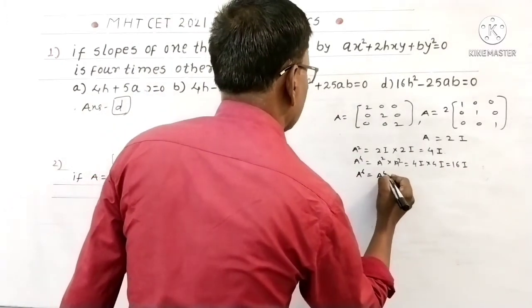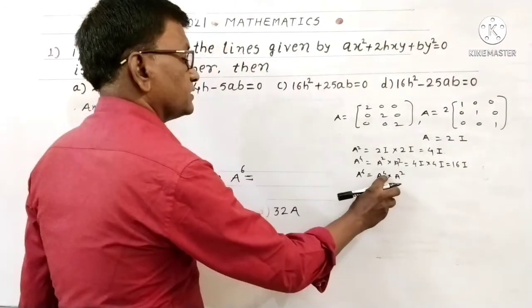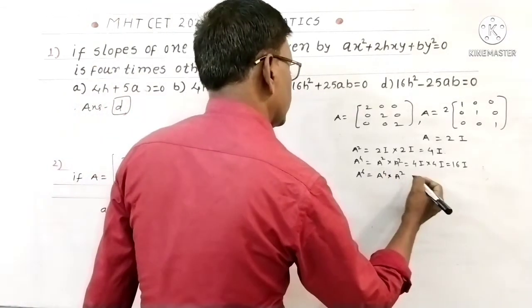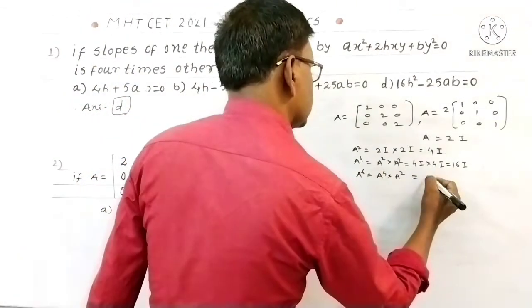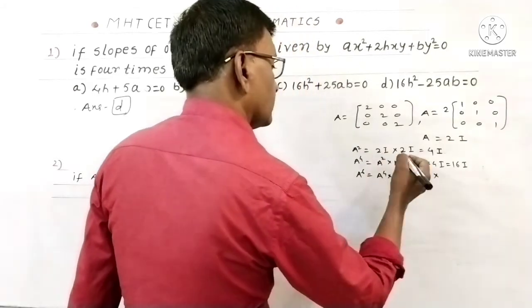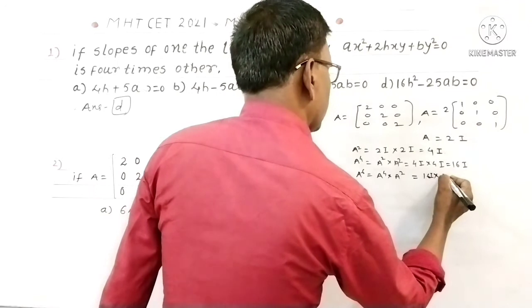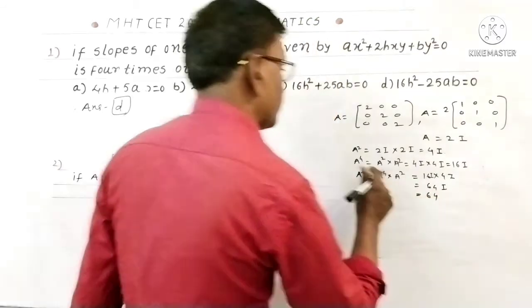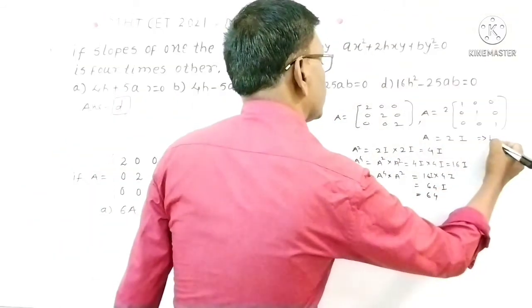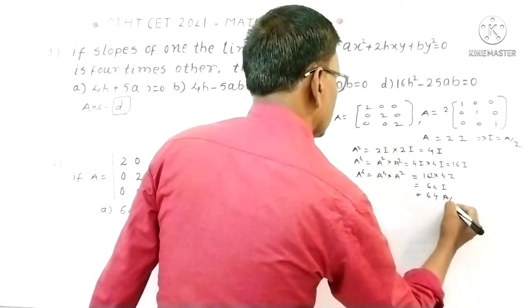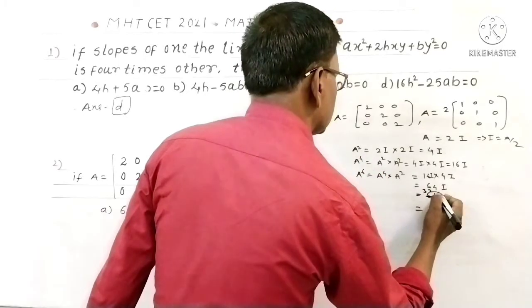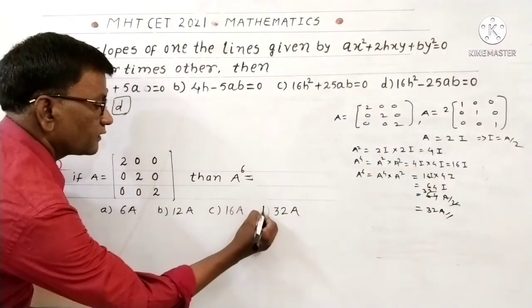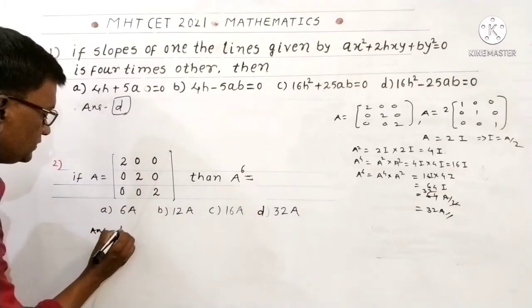A6 we can write as A4 into A2, because by the rule of indices A6 is A4 into A2. A4 is 16I, A square is 4I, so 64I. And what is I equal to? From the first, I is equal to A by 2. Write here A by 2. 2 ones, 2 threes are 2 twos, means 32A. Hence the correct answer is 32A. Therefore the answer is D.